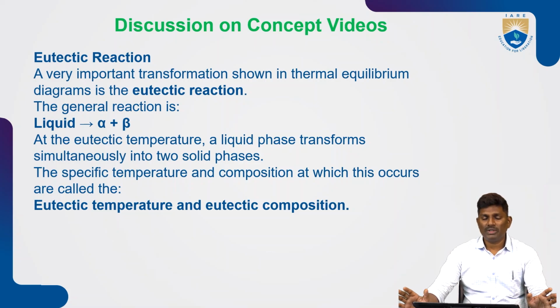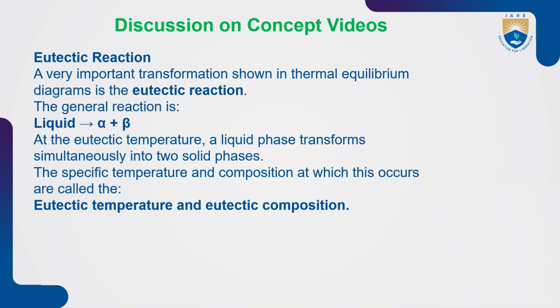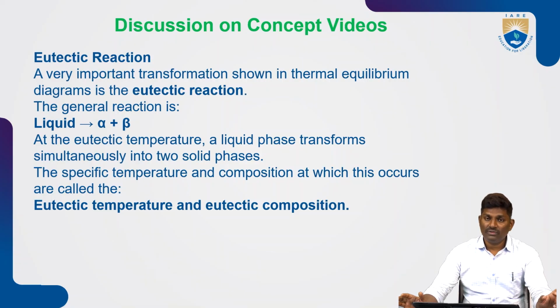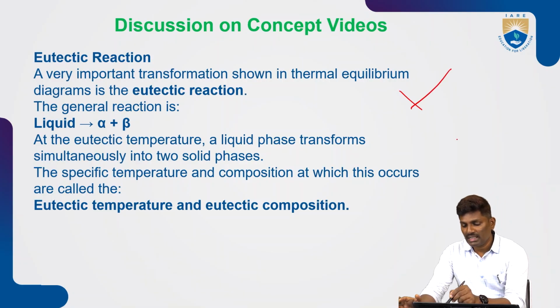Coming to the next type of reaction, the eutectic reaction. It is almost similar to what you discussed in the previous sessions. A very important transformation shown in the thermal equilibrium diagram is the eutectic reaction. What is happening in this eutectic reaction? The general reaction is liquid gives rise to two solids. So liquid gives alpha plus beta. In the phase diagram, initially it was liquid, then you are getting alpha plus beta.